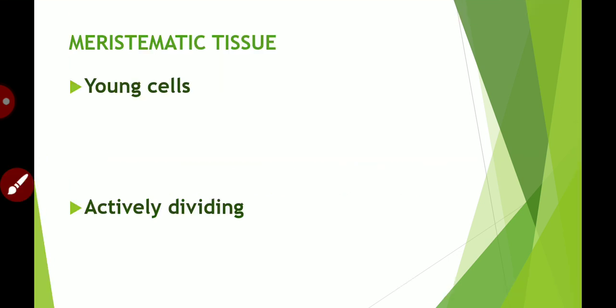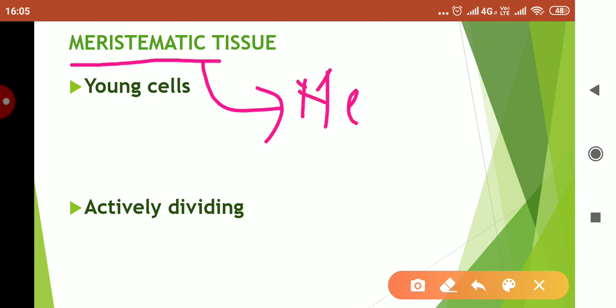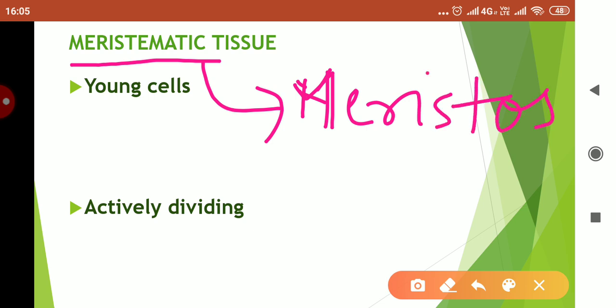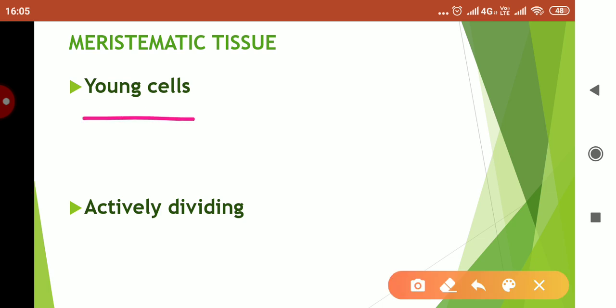Now children, this meristematic term comes from a Greek word called meristos. This meristos means dividing. Now, meristematic tissue cells are the young cells. These are young cells and they actively divide.